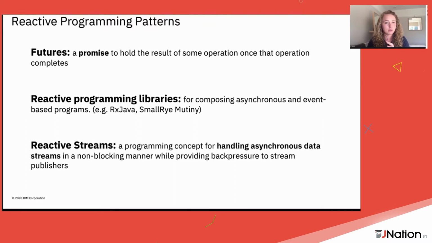So that's reactive programming. And as I said, you can implement different techniques and patterns to implement this within your microservices. So this includes things like futures. Just going over this quickly, a future is a promise to hold the result of some operation once that operation completes. I'm sure many of you have probably used them before. You've got things like reactive programming libraries, so there's RxJava, for example, or SmallRye Mutiny. And there's also things like reactive streams. That's essentially a programming concept for handling asynchronous data streams in a non-blocking manner while providing back pressure. So these are all patterns you can use within your microservices to make them more reactive and more responsive.